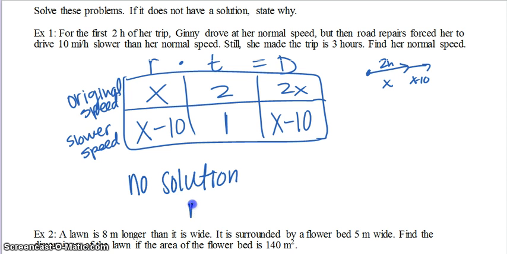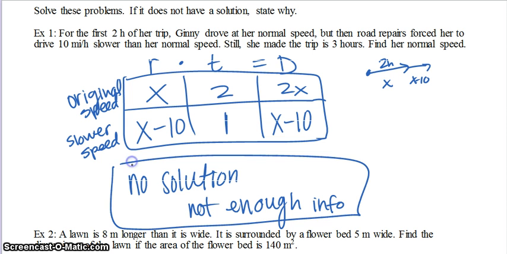because there's not enough info. We need to know something about her total distance, whether it totals to something or that the distances equal each other. So that's why it is no solution at this point. We had one very similar to this, and we were able to solve it because we had that information.